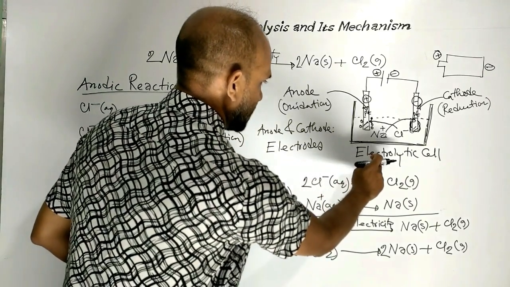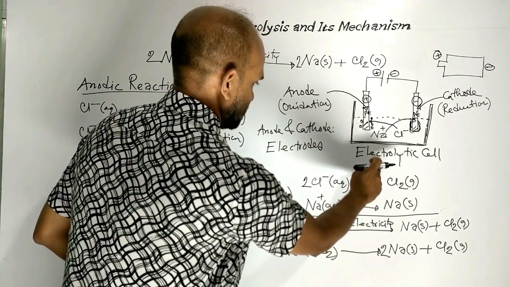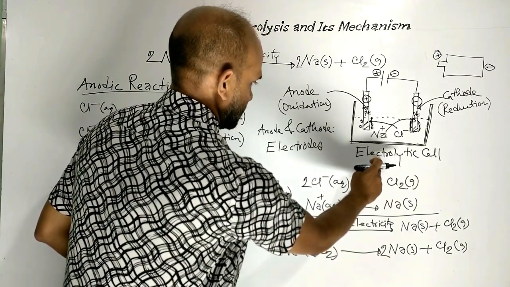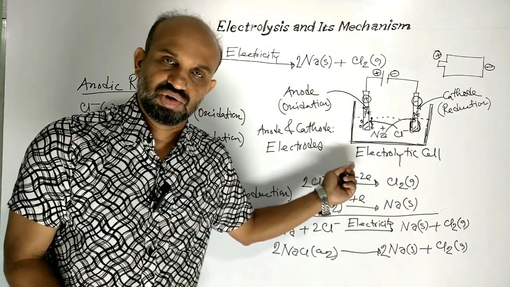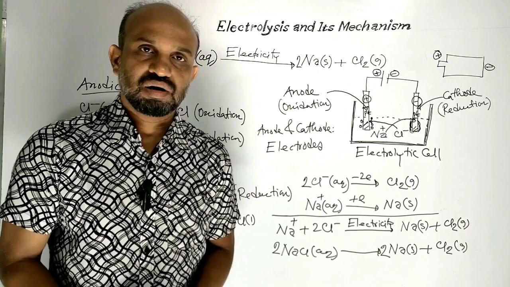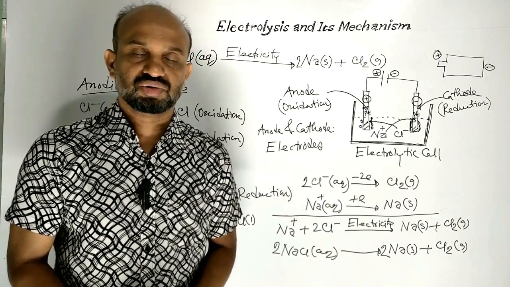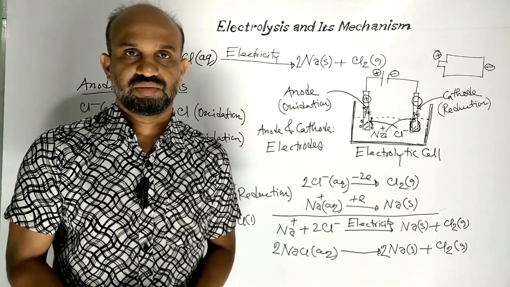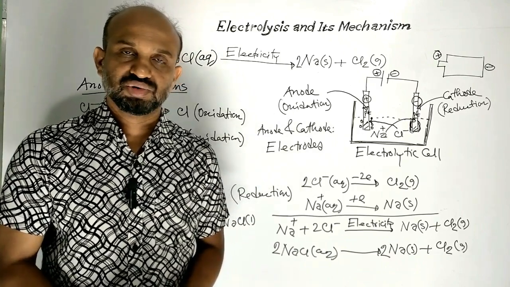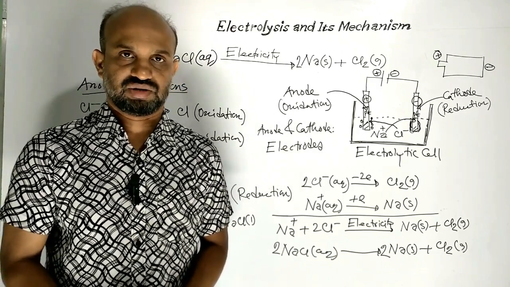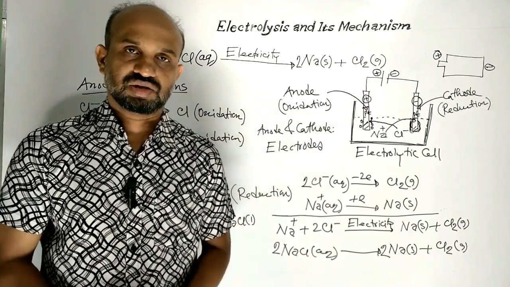Electrolysis is carried out in an electrolytic cell. An electrolytic cell is an electric cell in which external electrical power is used to force a chemical reaction, and external energy is used to make a chemical reaction occur. This is the electrolytic cell.